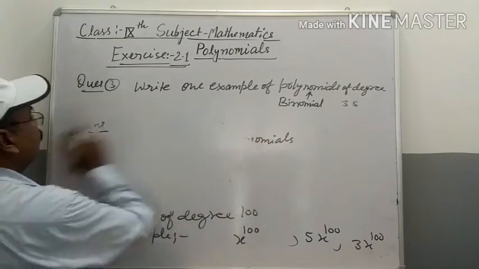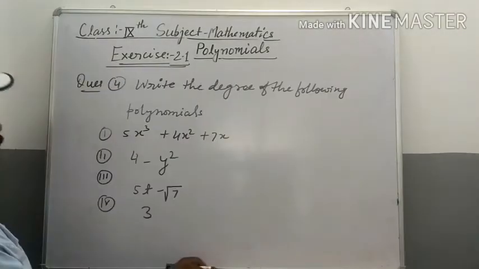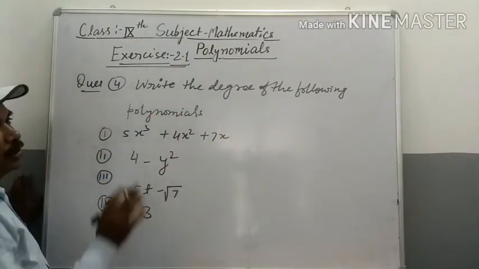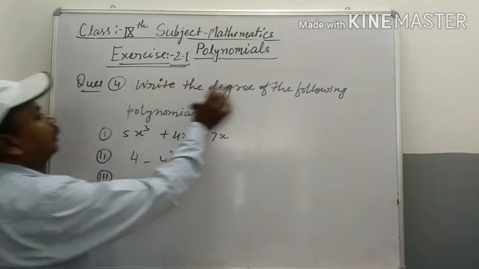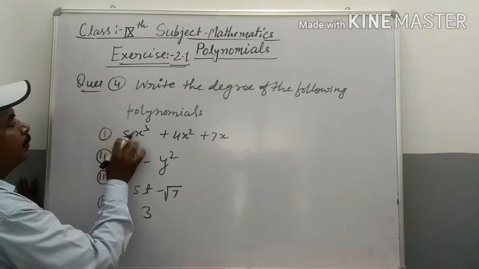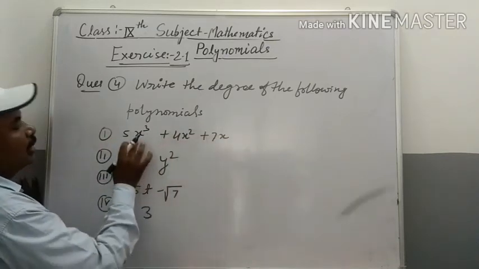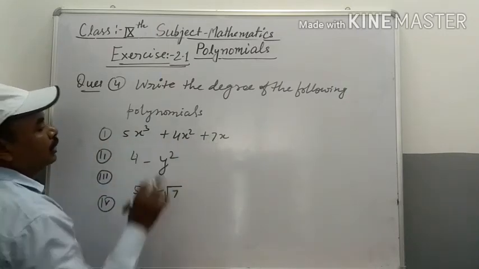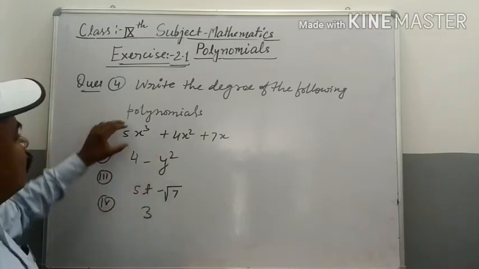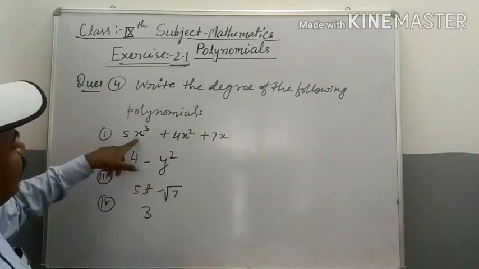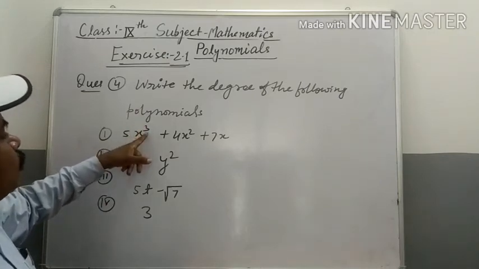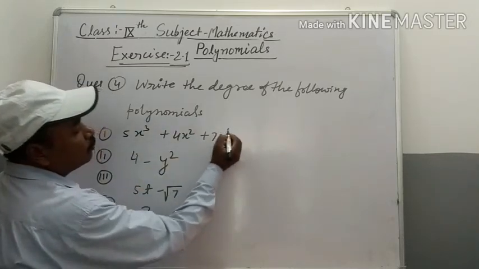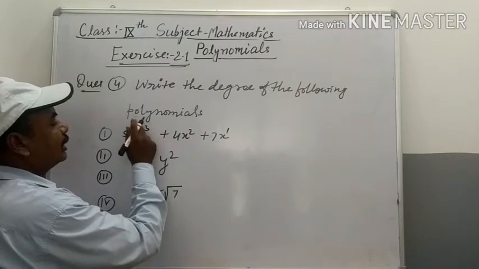Now carry on question number 4 of this exercise. Let's join students. Question number 4. Write the degree of following polynomials. First, 5x cube plus 4x square plus 7x. Students, you can see here there are three terms, 1, 2, 3. That is trinomial, and the highest power of variable x, students, you can see here 1. जहाँ पे कुछ नहीं लिखा है, that's considered 1, 2 and 3. That is highest power 3.